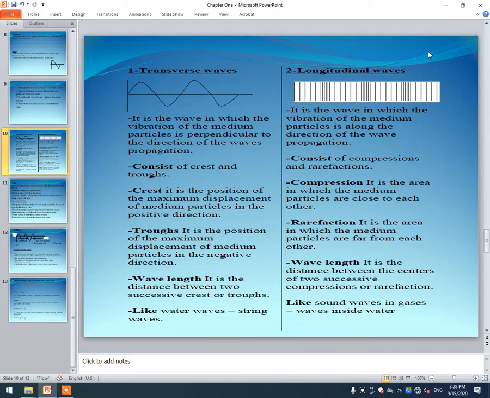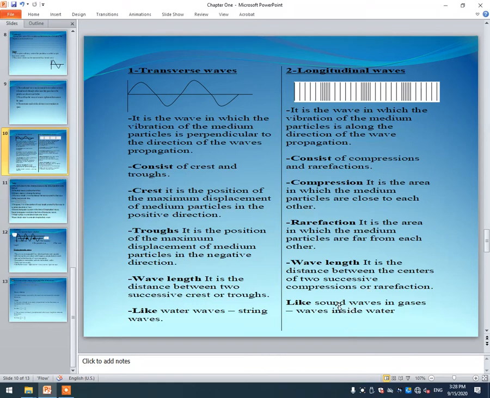Don't get mixed up between transverse waves and longitudinal waves. Theta is the only factor which lets you know the difference between transverse and longitudinal. If theta equals 90 degrees, this will be a transverse wave. If theta equals 0 degrees, the wave will be called a longitudinal wave. So take care of that.